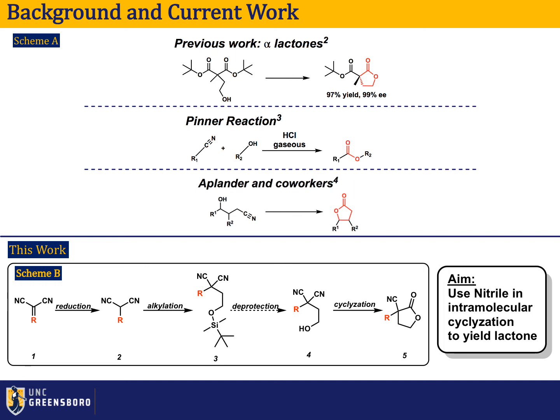My work aims to create a lactone from dinitriles using mild reaction conditions and to examine the selectivity for one asymmetric version over another. To our knowledge, this is the first stereoselective Peteren cyclization. Scheme B shows the general synthesis of the lactone. There are 4 steps. First, reduction of the double bond, then alkylation to add extra carbons and the oxygen, then removal of the protecting group on the oxygen, and finally, the cyclization step.